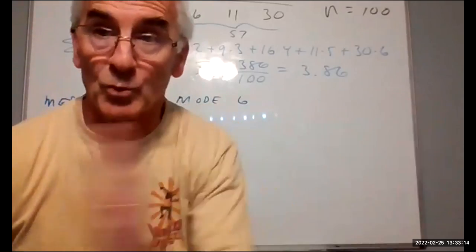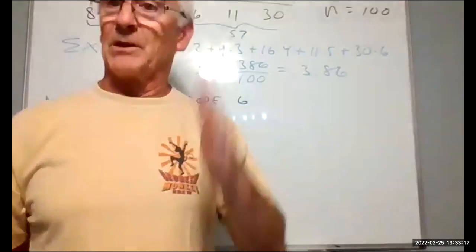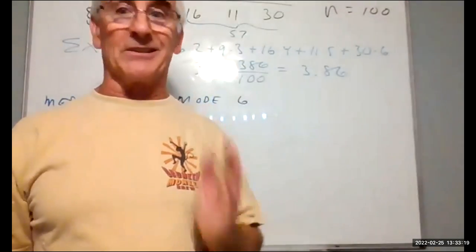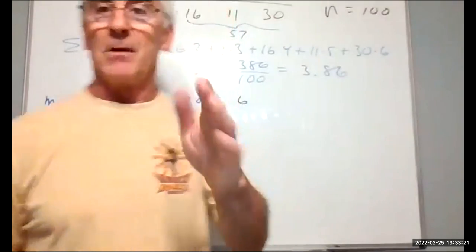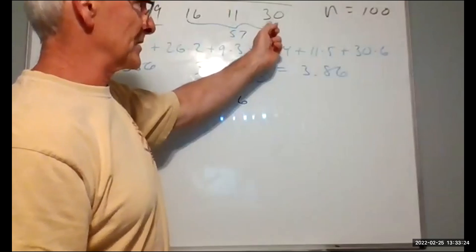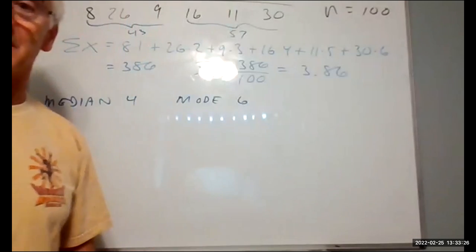Median, if your scores are ranked, you just look for the middle, that's it. There's not a calculation, you just count. I got half on one side, half on the other. Mode is even easier. Well, 30 is the most common, so the answer has to be 6.